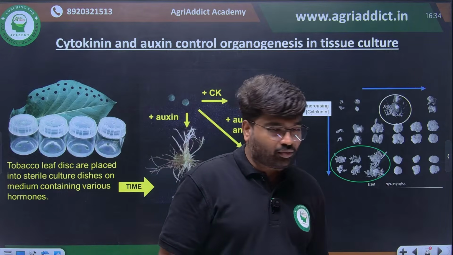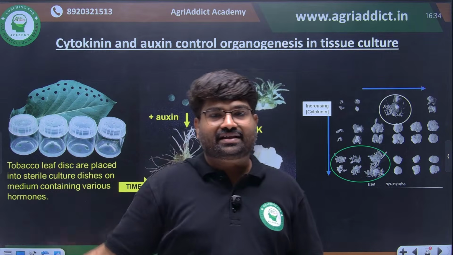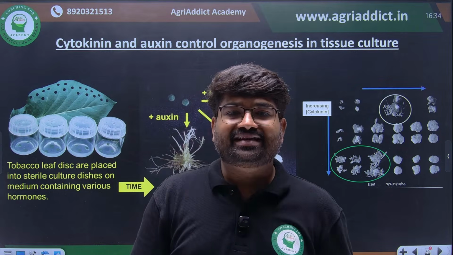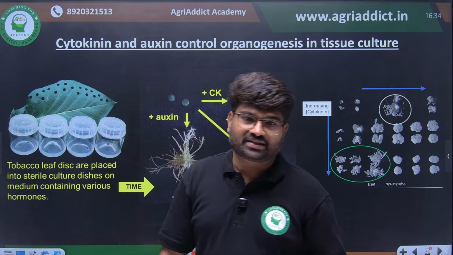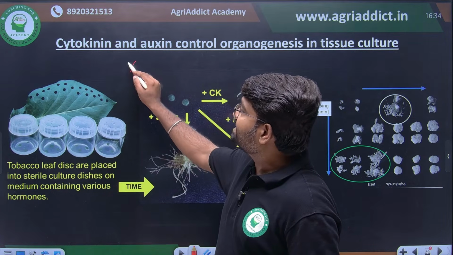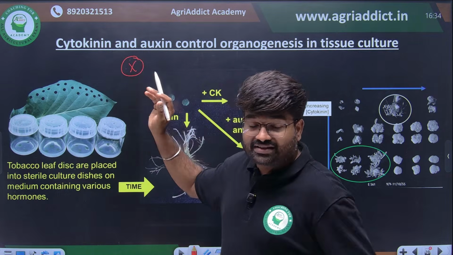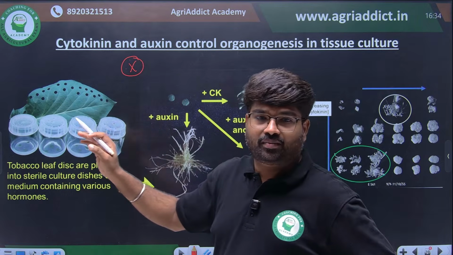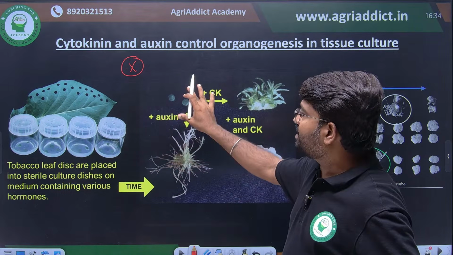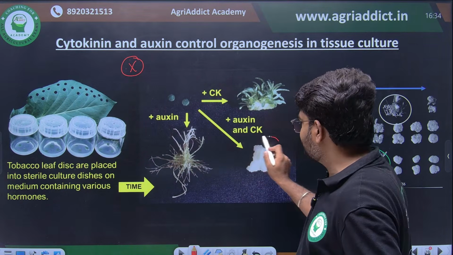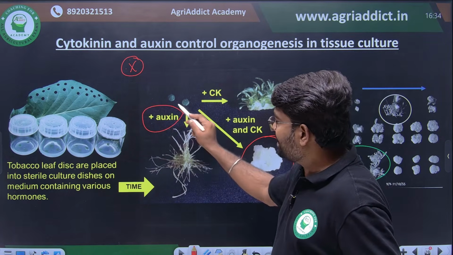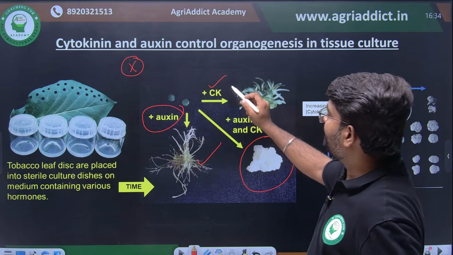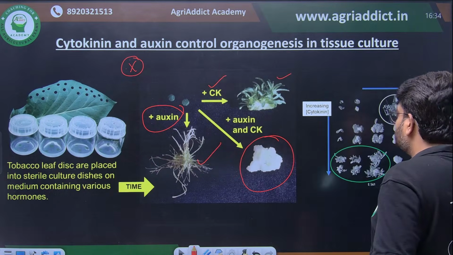Synthetic cytokinin molecule. We already discussed the concentration of auxin and cytokinin required for callus, root and shoot formation. I am repeating the same thing because these are very important points you have to remember. If auxin and cytokinin are in equal concentration, callus tissue will form. If auxin is high, roots will form. If cytokinin is high, shoots will form.